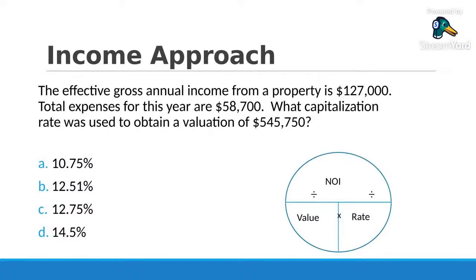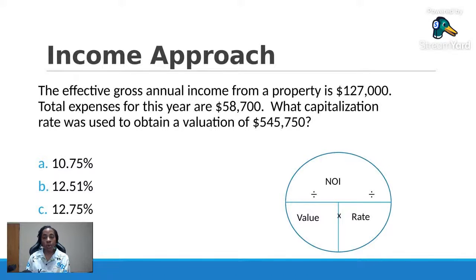Expenses 58,700. All right. We don't know the NOI. We don't have the net operating income, but we have what we can use to solve for it, which is our expenses and our gross income. So we subtract those two numbers and that will give us our NOI. And then the question is, we have a value of 545,750. What's the cap rate?